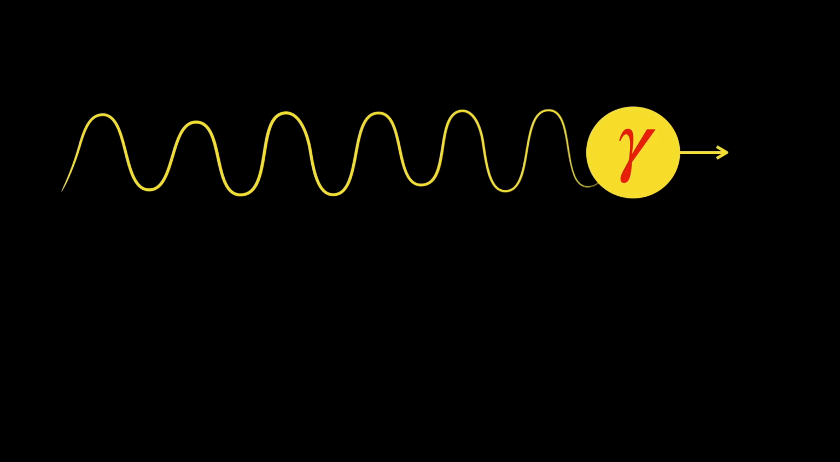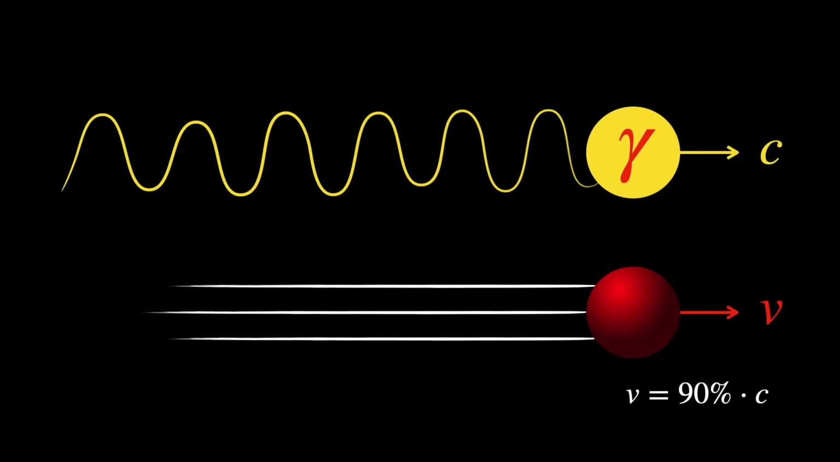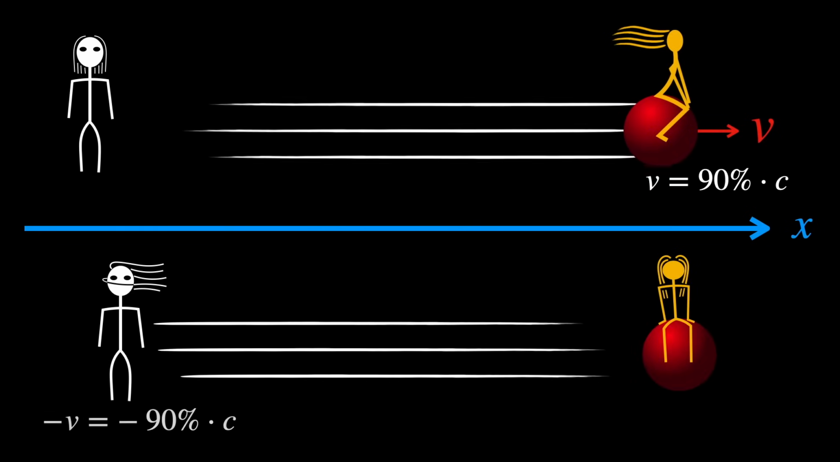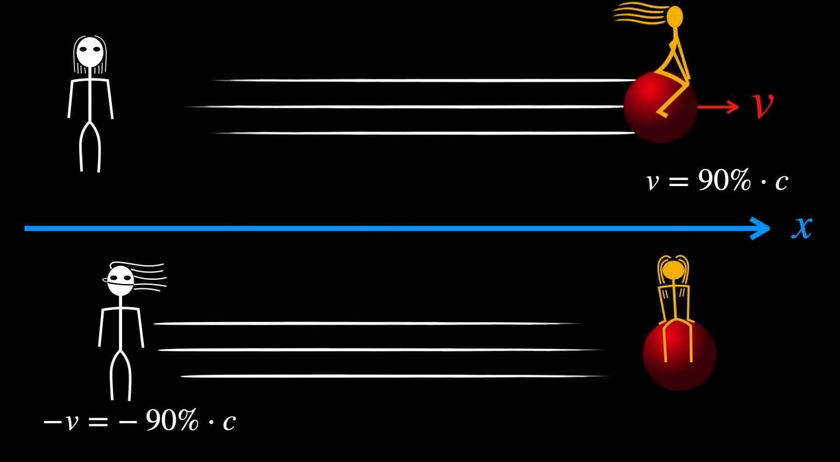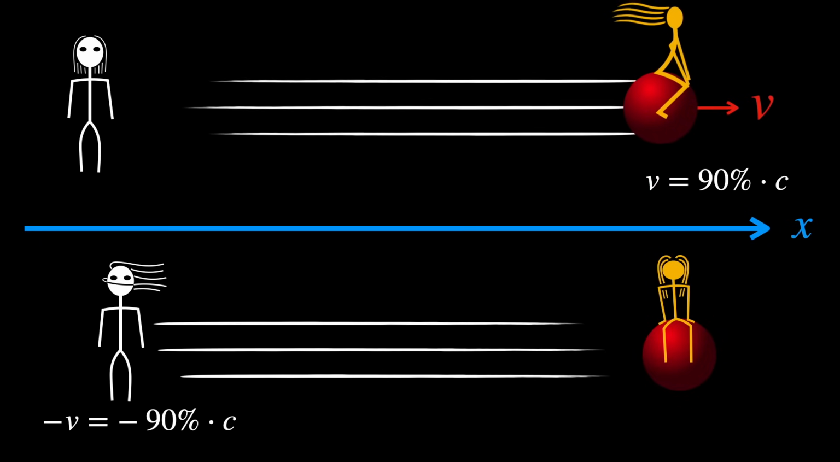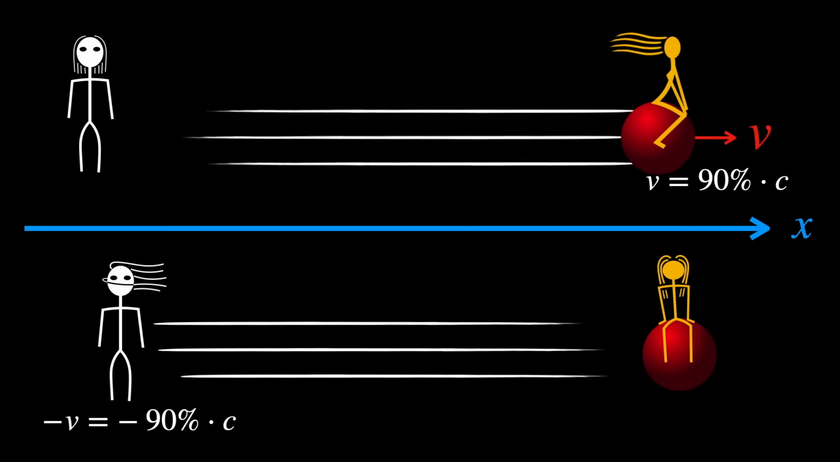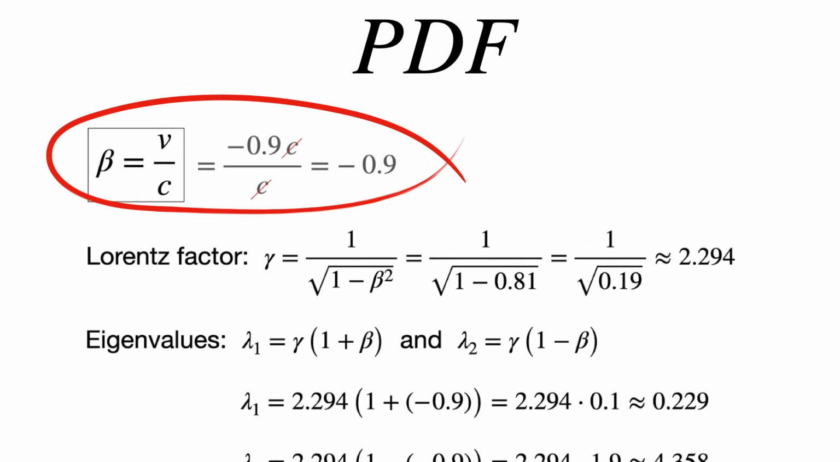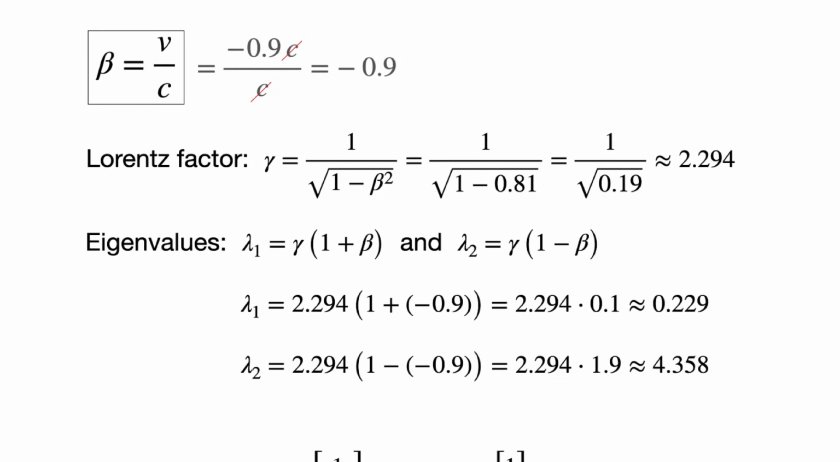As a more concrete example, imagine that this is a Lorentz boost such that the point particle that we're studying moves at 90% of the speed of light, so v is 0.9c. Notice that the velocity of a stationary observer with respect to the particle moving at 90% of the speed of light will be a negative number. In this situation, since they are moving away from each other with velocity v, we'll consider the velocity measured by the stationary observer to be negative v. Using the velocity v, we calculated beta as -0.9. Check the PDF. The Lorentz factor is about 2.294.